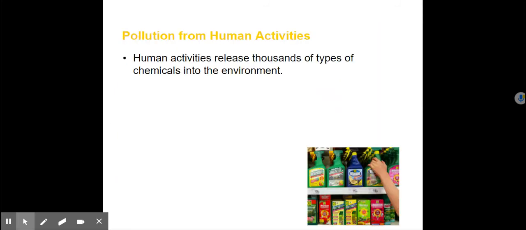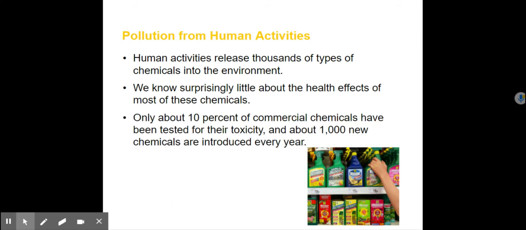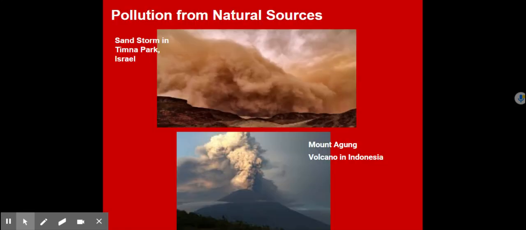Pollution from human activity. Human activities release thousands of types of chemicals into the environment. We know surprisingly little about the health effects of most of these chemicals. Only about 10% of commercial chemicals have been tested for their toxicity, and about 1,000 new chemicals are introduced every year. Pollution from natural sources. Here's a sandstorm and a volcanic eruption.